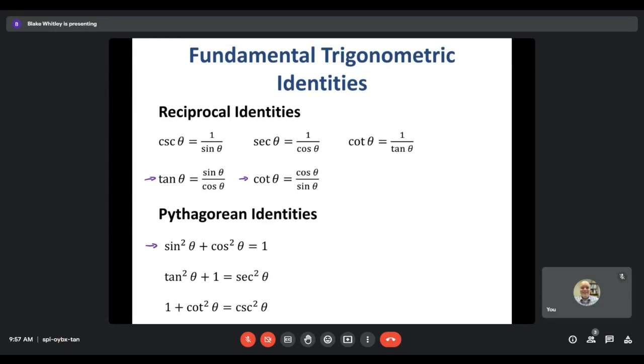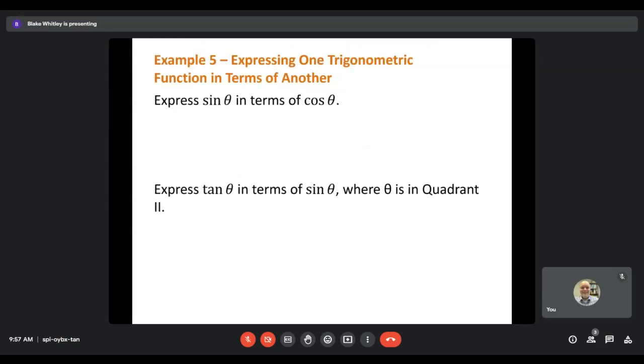As we get to test 3, you will actually have an identity sheet that will have all of these listed on it. So for your midterm exam, there will be an identity sheet. So don't stress too much about memorizing them. You need to know when to use them, though. All right, so first thing we want to do here is express sine in terms of cosine.